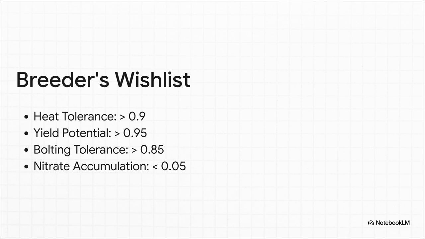We basically hand the system a wish list. We define the perfect traits we're looking for based on what our farmer needs. We want super high heat tolerance, excellent yield, we need it to be strong against bolting, and, for top quality, very low nitrate buildup. These are our targets.